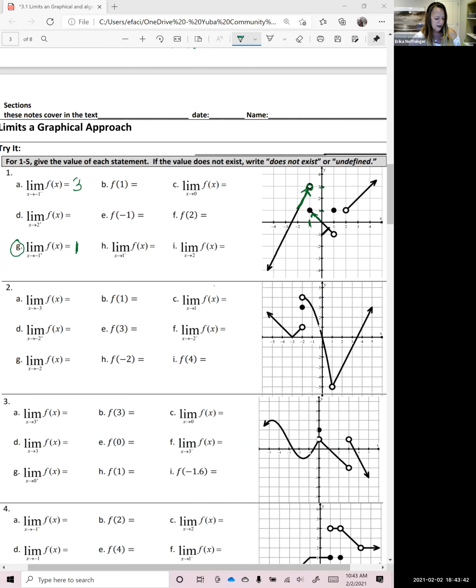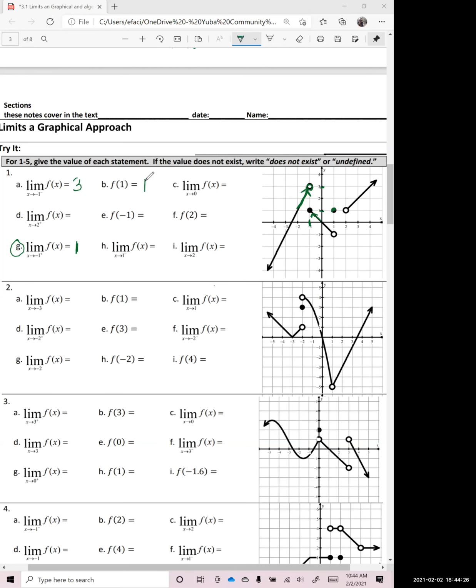Okay, so part B, in the chat, what did you find f of 1 was? So f of 1 is what number? Okay, so you got it. There's a solid circle when x is 1, at y equals 1. And then the limit as x goes to 0 of f of x, what do you have there?